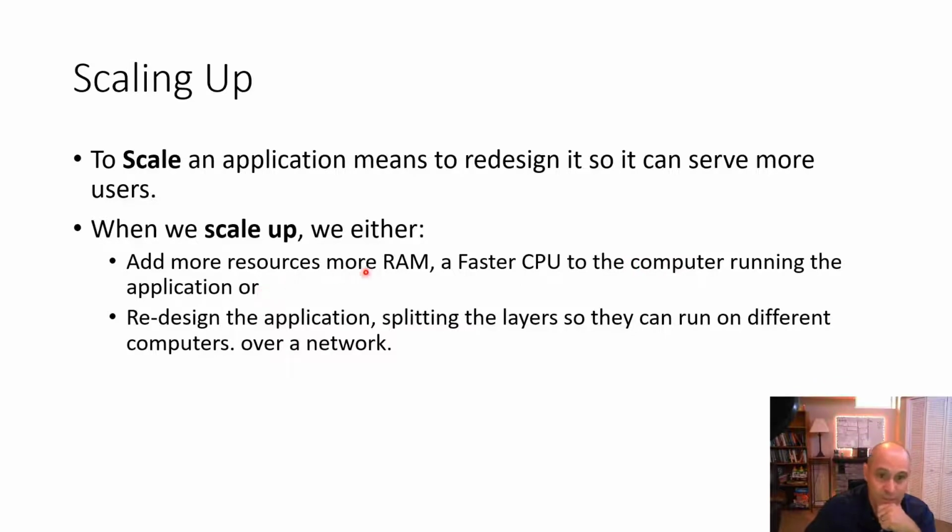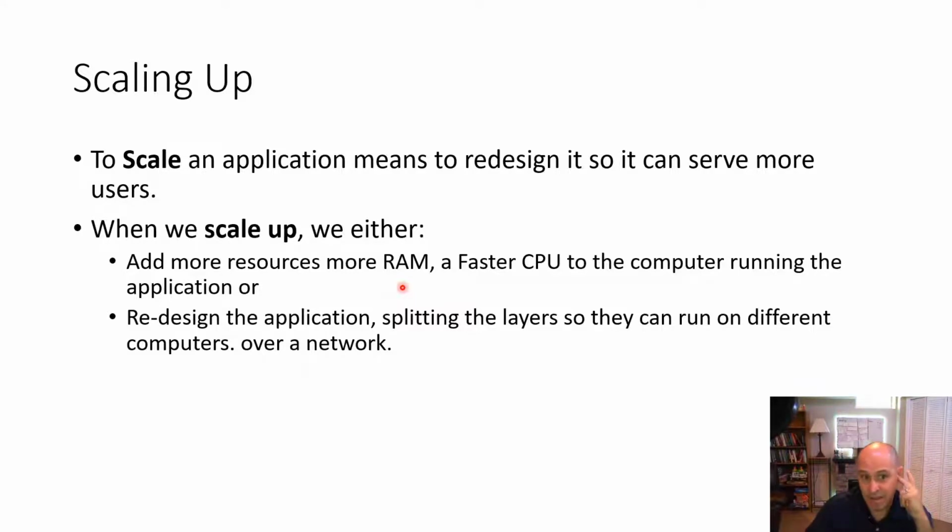So when we scale up, there are two ways to do it. You can throw more resources at the problem. That is, you can take the computer you have and upgrade it, give it more RAM. If you're doing it in the cloud, you can usually just slide a little bar and pay more money, and now you've got more resources that will run faster for you.